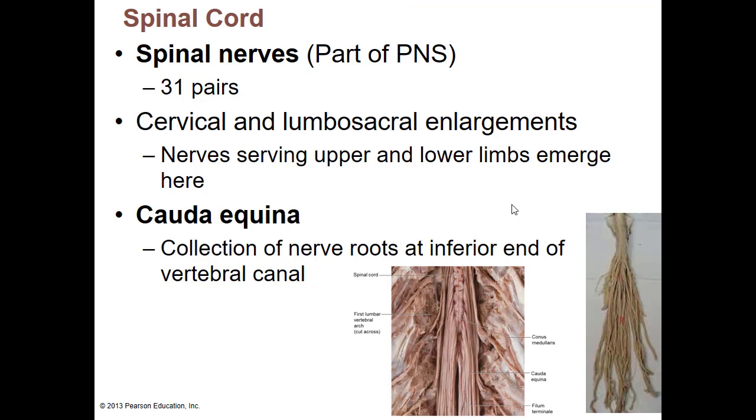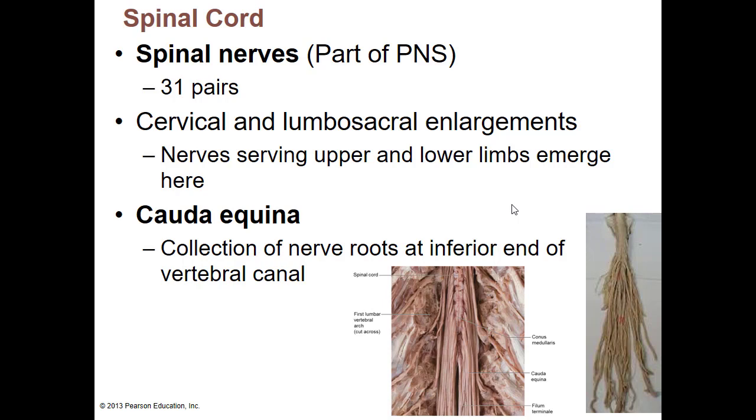Altogether, there are 31 pairs of spinal nerves. If you take advanced A&P, you can learn all 31 and exactly what they do. I don't go over those in this class. But there are 31 pairs of spinal nerves that do come off of the spinal cord itself. And yes, there are those two enlargements for the nerves that serve the limbs.